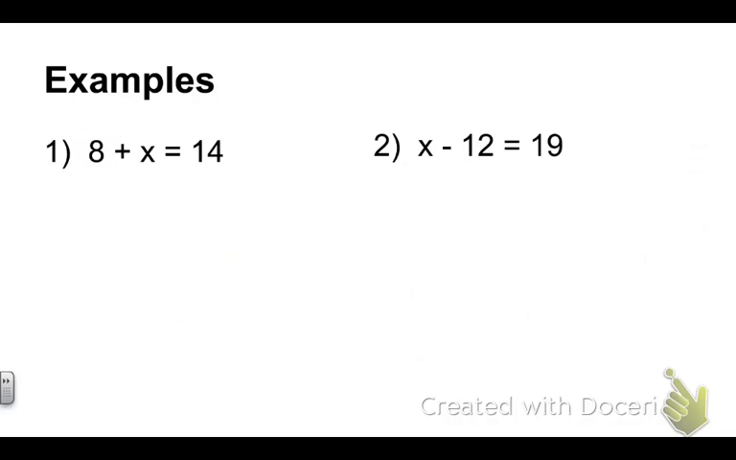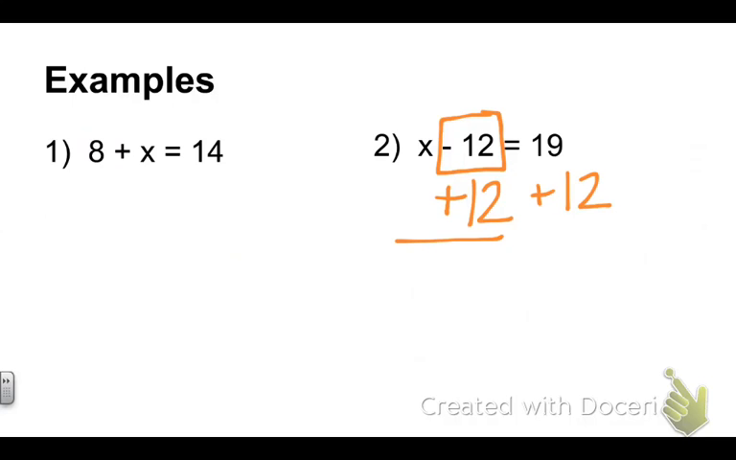Our second example, we've got x minus 12 equals 19. Again, you've got to isolate that variable, all right? So we've got a minus 12 going on. How do you get rid of minus 12? What's the opposite of minus 12? How do you make it nothing? Make it not exist. Make it 0. So the opposite of minus 12 is plus 12.